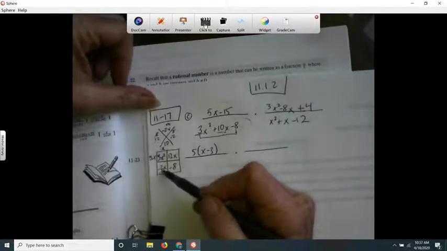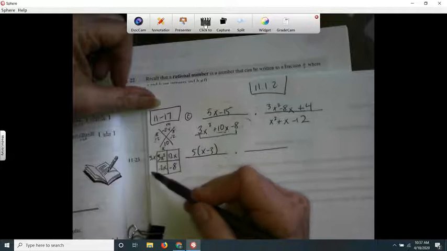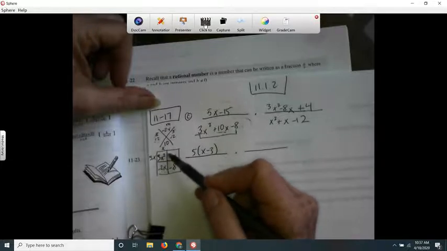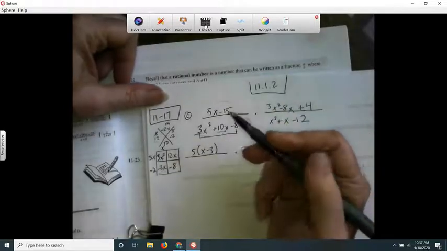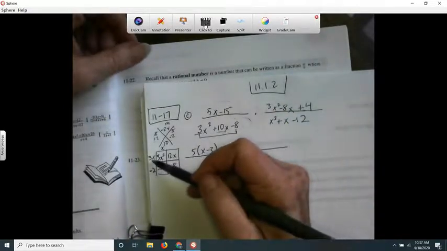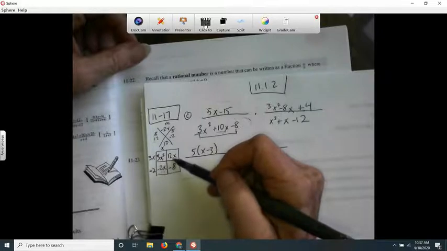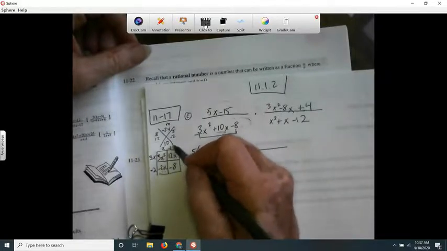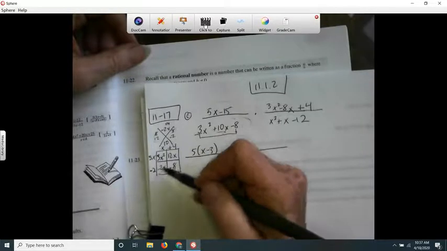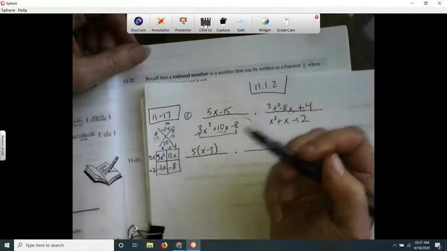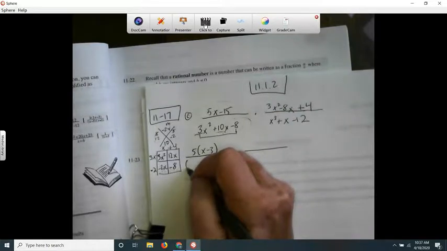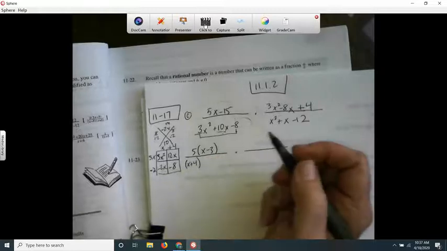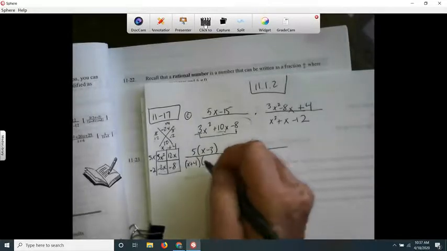Then here I just ask myself, what times x equals negative 2x? Well, that'd be negative 2. And then I ask myself, what times 3x equals 12x? Well, that would be 4. And then these two make this one. It's kind of like Polydoku backwards or something. So I'm factoring this as x plus 4 and 3x minus 2.